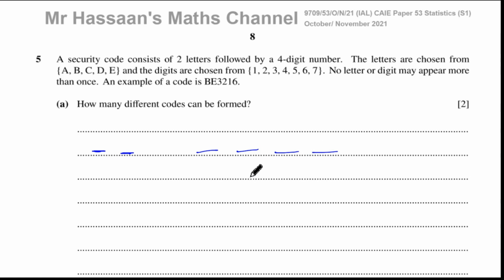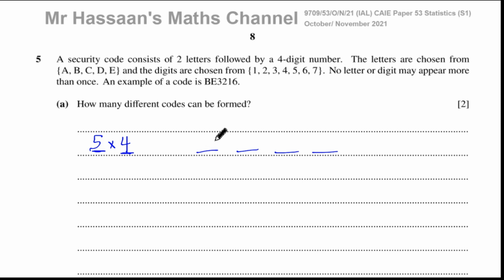Right, so here what we can do is choose 2 out of the 5 letters. There's a couple of ways you can think about this. For the first space, we have 5 different letters we can choose from. Once you've chosen one of them, we can't choose it again, so now there's 4 letters to choose from. So you have 5 times 4.